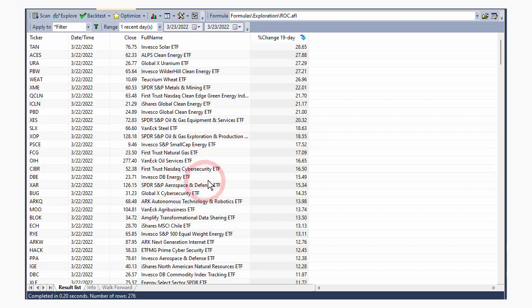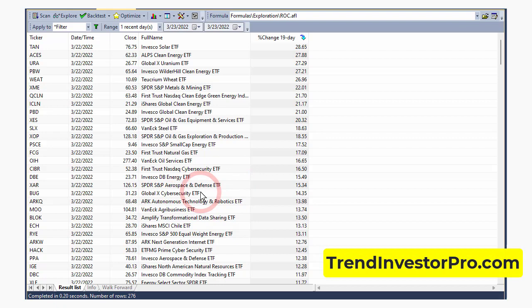Then we get to defense and aerospace, leading up much more, 3 times as much as SPY. Cybersecurity is also showing leadership with a big gain. Then we have transformational data sharing. I'm not sure what that is. But again, here we have aerospace and defense. So just by looking at these, we can see that there are some themes emerging since the invasion.